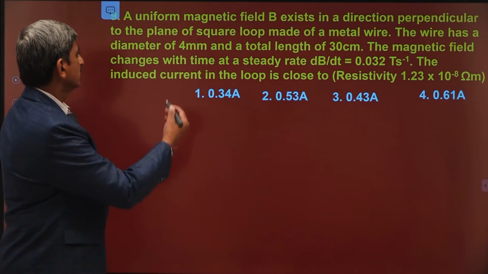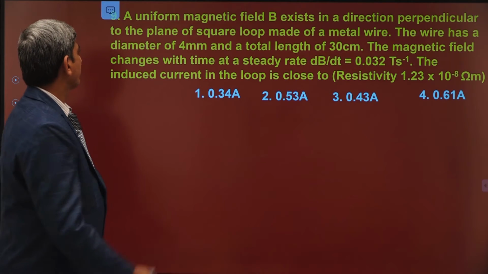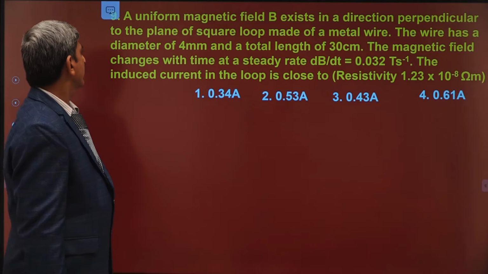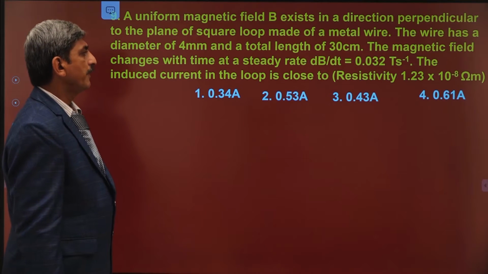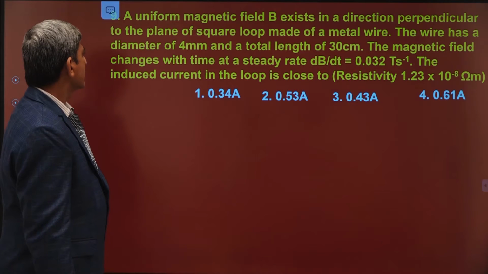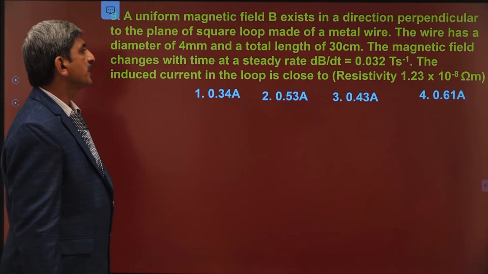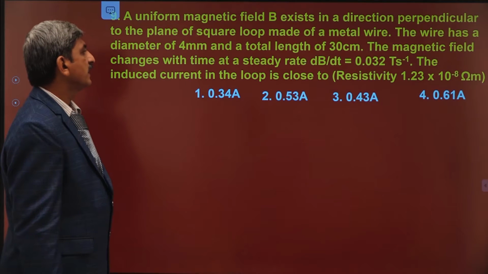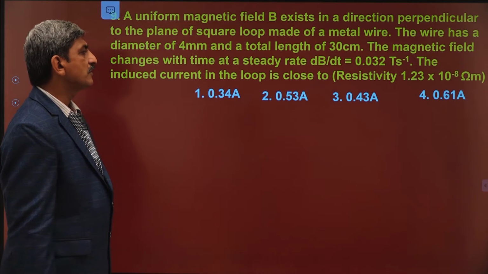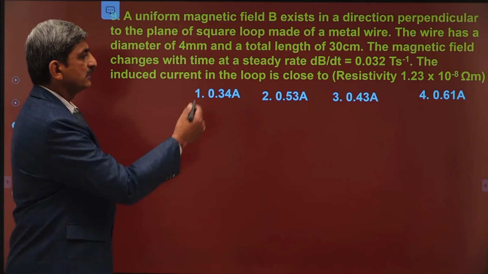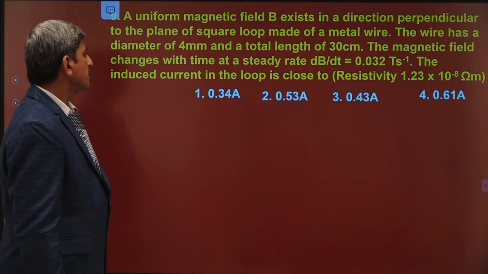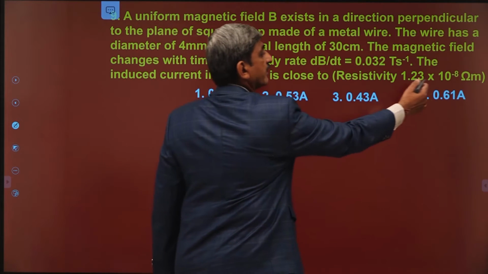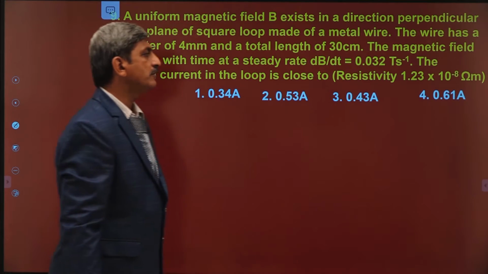Come to the next problem. A uniform magnetic field B exists in a direction perpendicular to the plane of the square loop made of metal wire. The wire has a diameter of 4 mm and a total length of 30 centimeters. The magnetic field changes with time at a steady rate, dB by dt is equal to 0.032 Tesla per second. The induced current in the loop is close to dash. The resistivity of the material is given, which is equal to 1.23 into 10 to the power of minus 8 ohm meter.